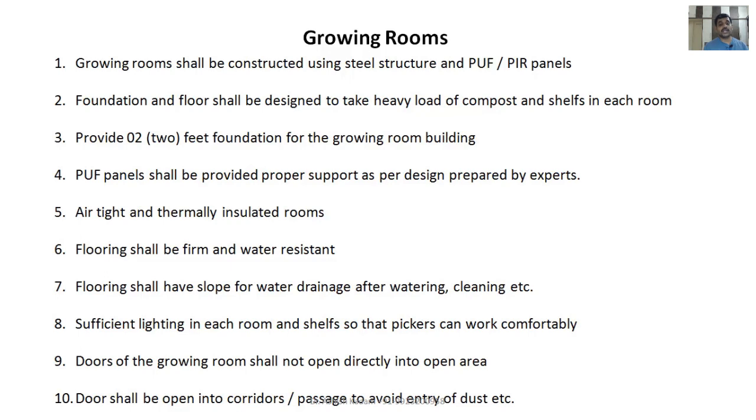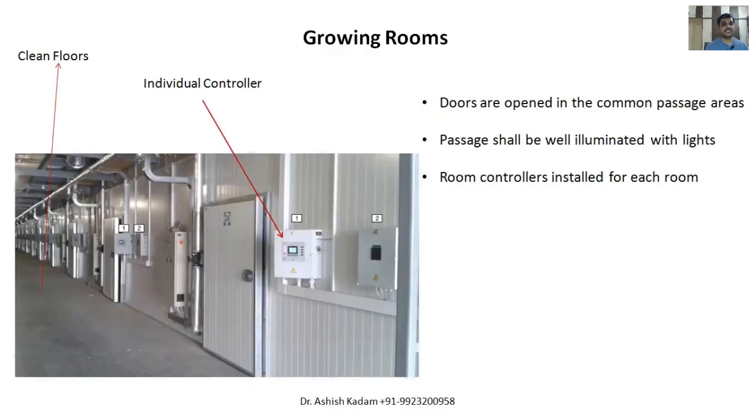The doors of the growing room shall not open directly into open areas, so there have to be anterooms provided. There have to be corridors or access areas, and all the doors should open into those areas. They should not directly open into the atmosphere or outside air. Doors shall open into corridors and passages to avoid entry of dust or even infections. So you can see this picture. This picture itself will give the idea about the planning. So you can see these are the corridors or the ante rooms, and these are the different doors.